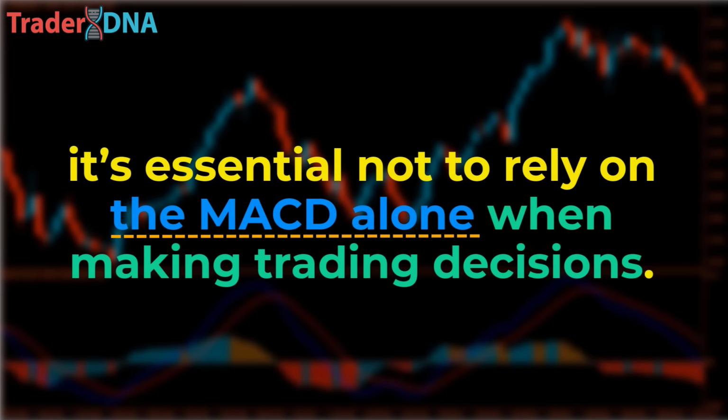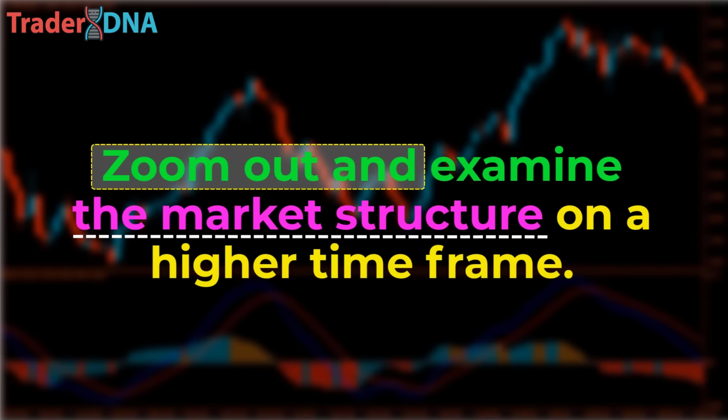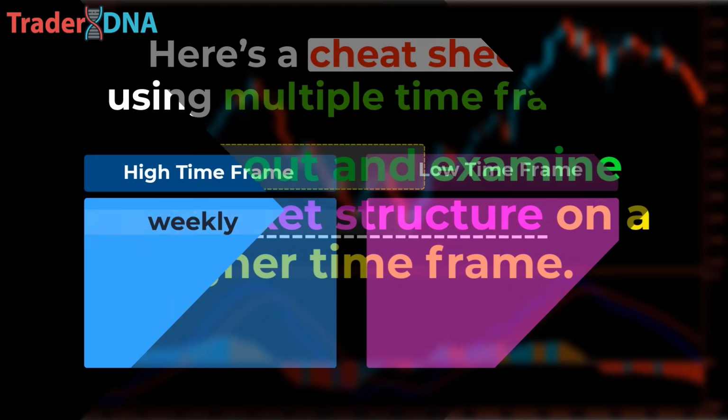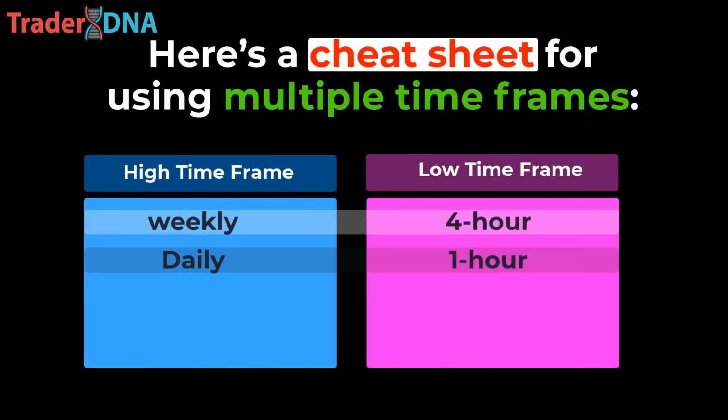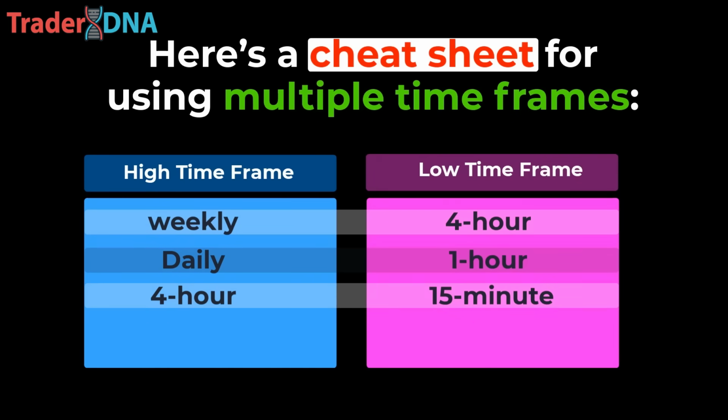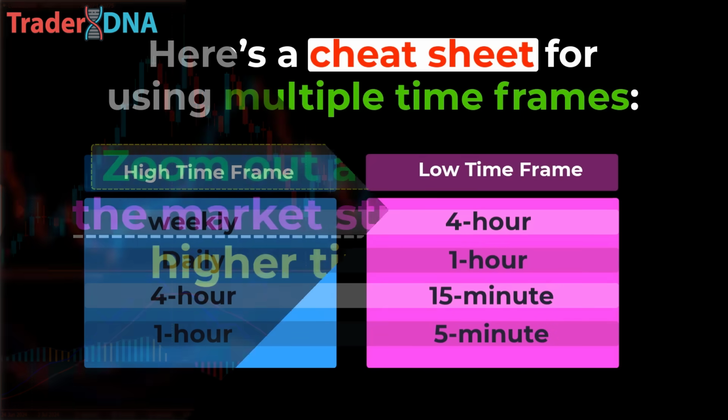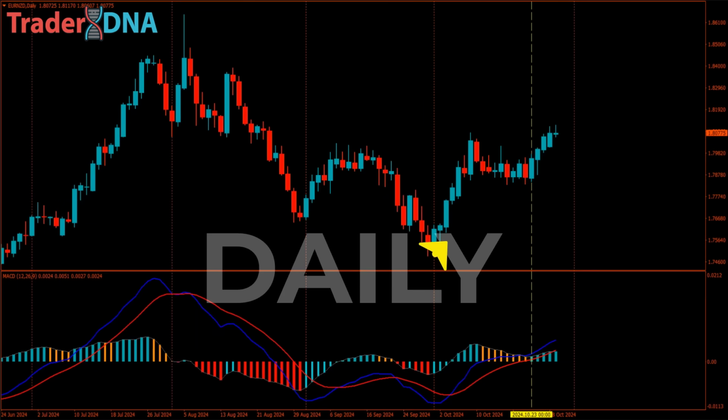To improve accuracy and filter out these false signals, the first step I take is to zoom out and examine the market structure on a higher time frame. By doing this, I get a clearer picture of the overall trend. Once I have a solid understanding of the broader market direction, I only act on MACD signals that align with this higher time frame trend. This strategy significantly reduces the chances of entering trades based on misleading signals.